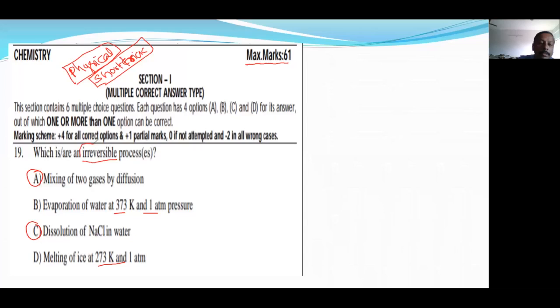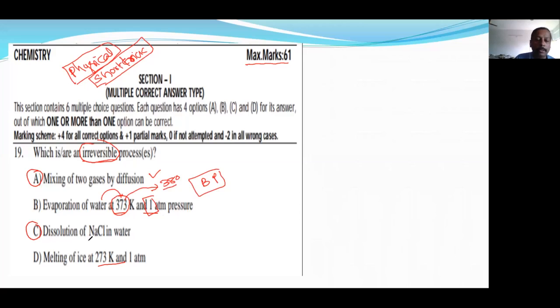Which is reversible or irreversible process? It is just a common sense question. Once you mix the two gases, you cannot separate them, so it is irreversible. Here see, temperature plays a vital role. Water boiling point is 373 K at 1 atm, so it is equilibrium only. Boiling point definition is the temperature at which liquid and gas coexist. So it is reversible. If in the next exam they give 380, then that will not be reversible. Temperature plays a vital role. At this 373 only, it is reversible.